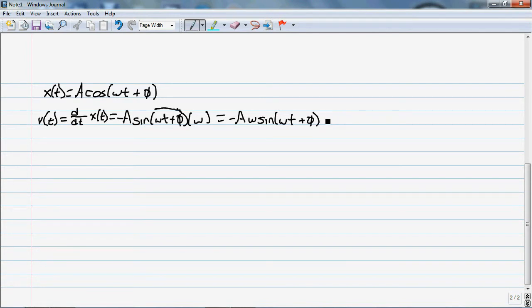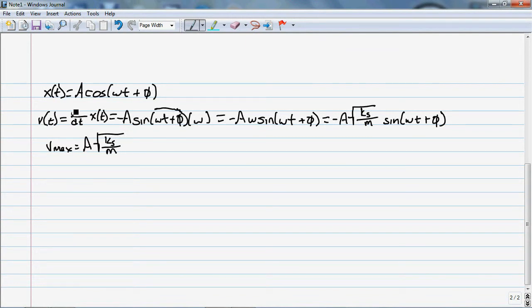And I can also put this in terms of the spring constant and the mass: negative amplitude times the square root of k, the spring constant, over the mass, times the sine of omega t plus phi. And so the max velocity is going to be equal to A times the square root of k, the spring constant, over the mass. And we're always going to look at this, at this point, as positive.